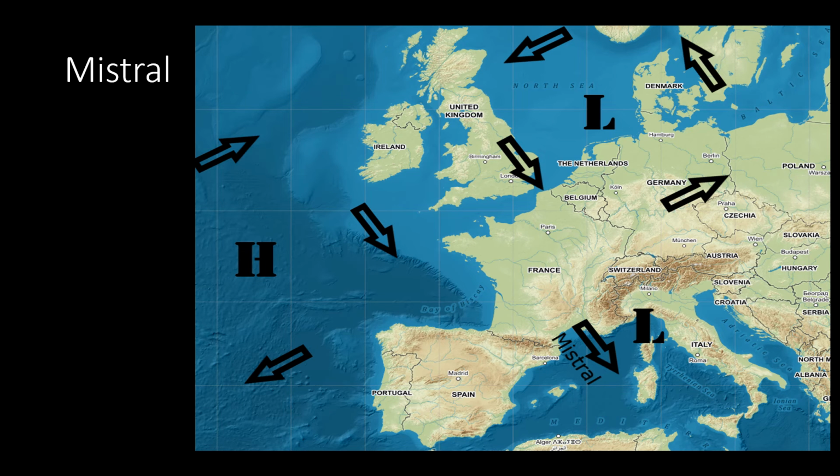And now Mistral. Mistral is a very famous local wind of the Europe region. Mistral is mainly found in the southern France region. It is developed due to the high pressure developed over this region and low pressure near the Mediterranean Sea and the southern France. So that's why the westerlies are moving in this region. As we know, this region is occupied majorly by the westerlies.